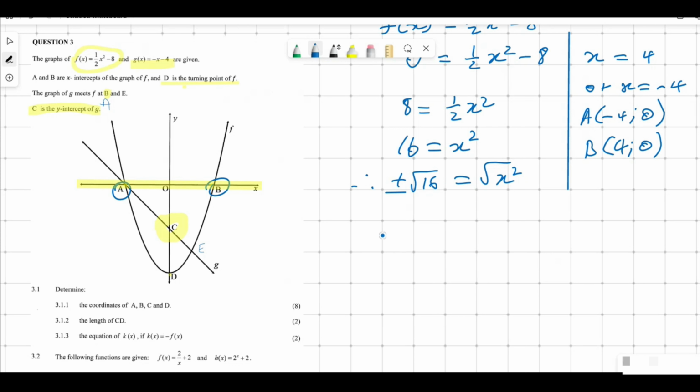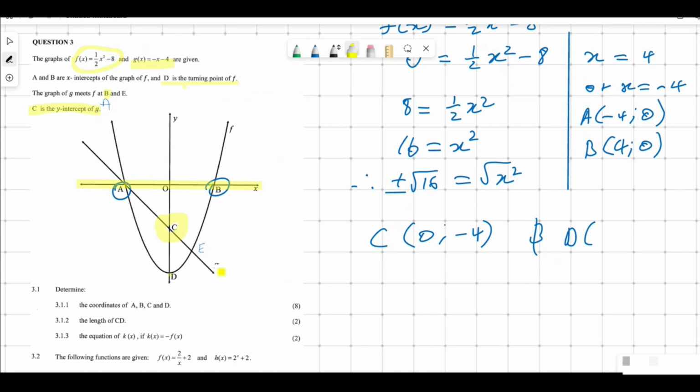So this constant is the value of y at the y-intercept. This means that the coordinates of point C will be 0, since the value of x at point C, the y-intercept, is 0, and the value of y at C is going to be negative 4. So there we got the coordinates of point C. Can we wrap it up? And the coordinates of D?